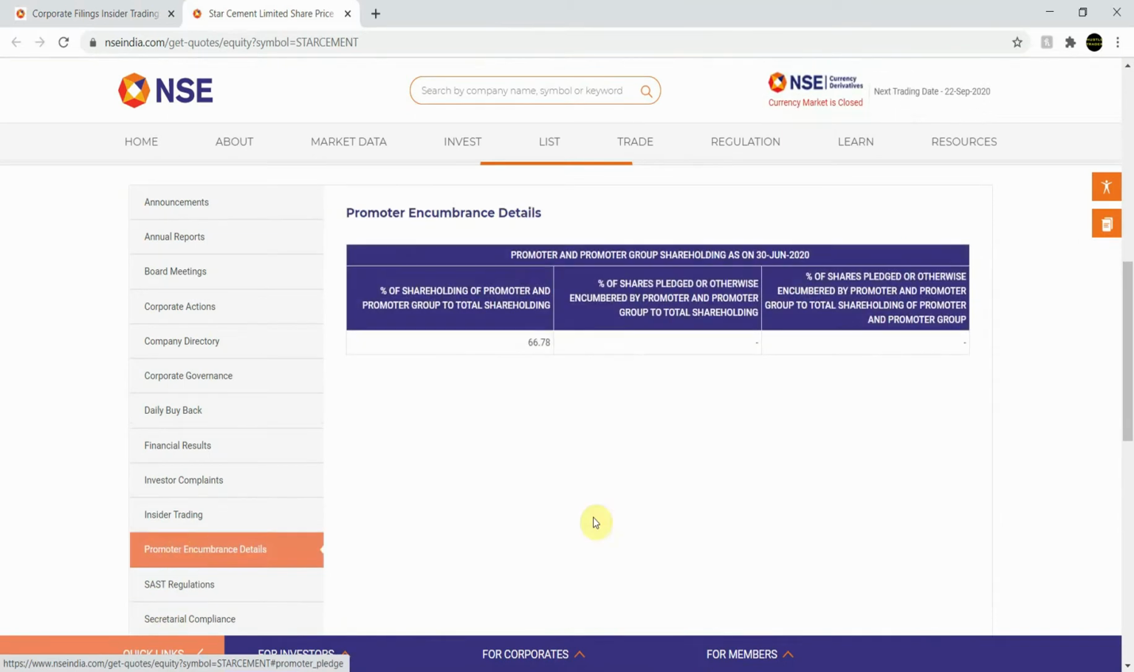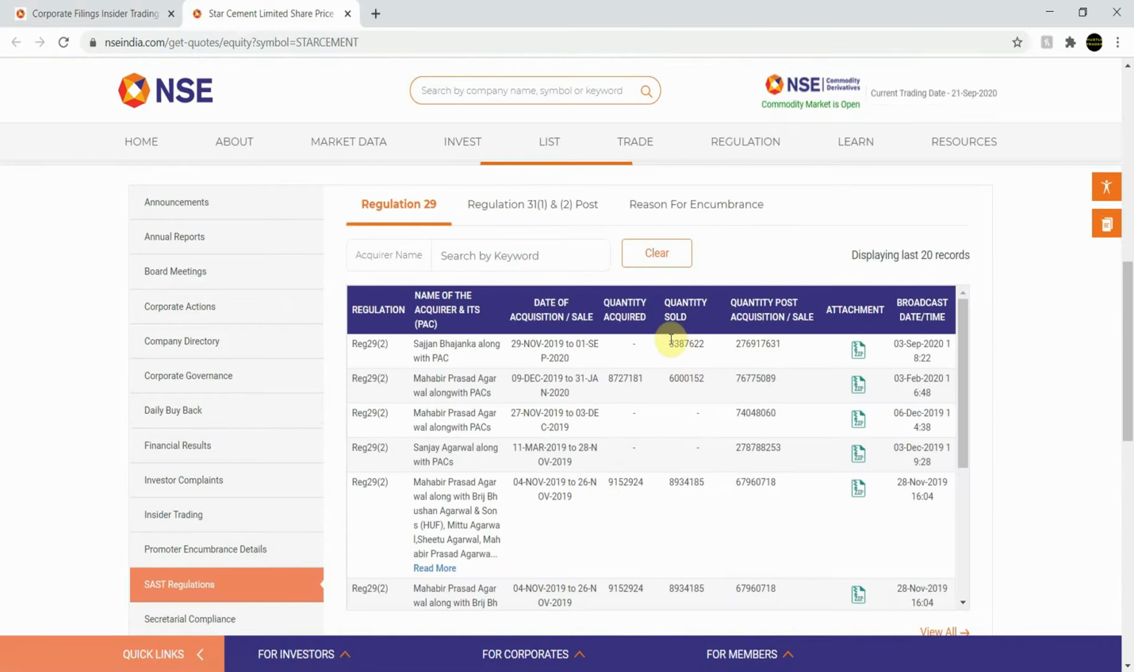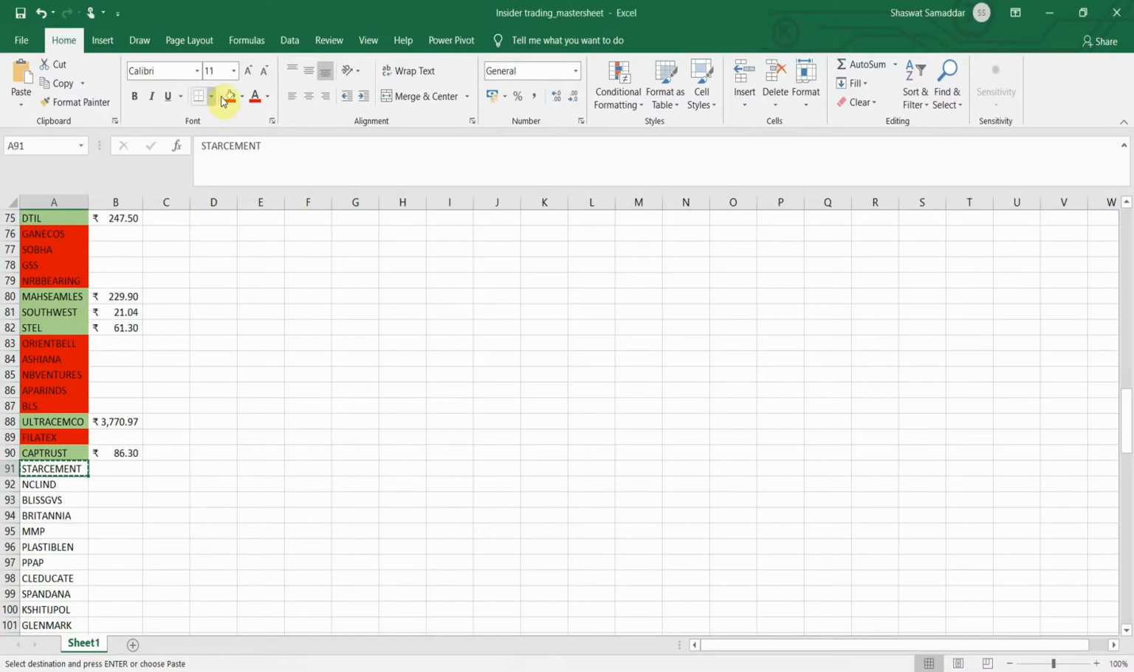Let me first check the pledging. Pledging is 0%. I'll check the selling. Okay, so as you can see, on 3rd September 2020 there has been a selling reported by Sajjan Bhajanka along with PAC. So it falls in the recent 6 months period. So we will just have to discard this stock.